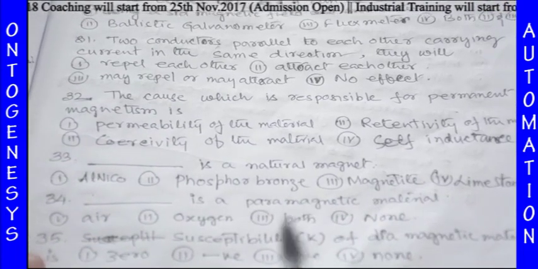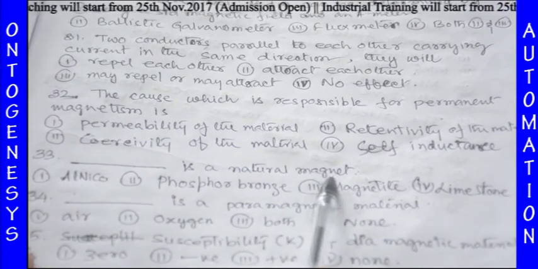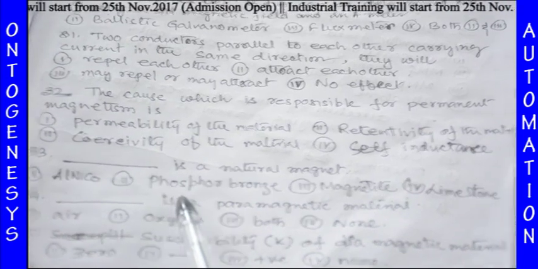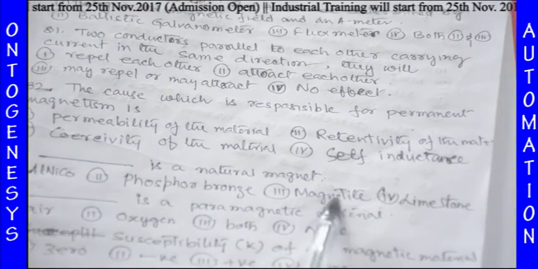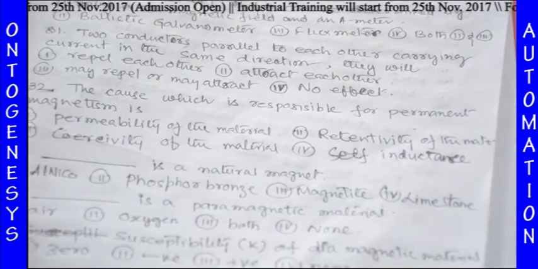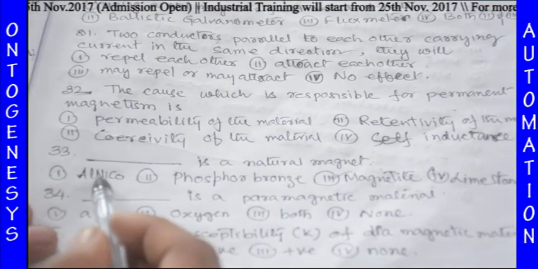Next one: dash is a natural magnet. Alnico is not a natural magnet. Phosphor bronze, magnetite, limestone. It is magnetite. Magnetite is your natural magnet. Alnico is an artificial permanent magnet.